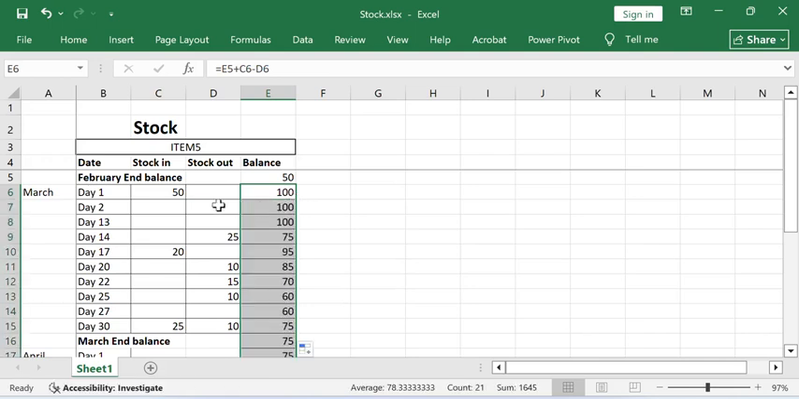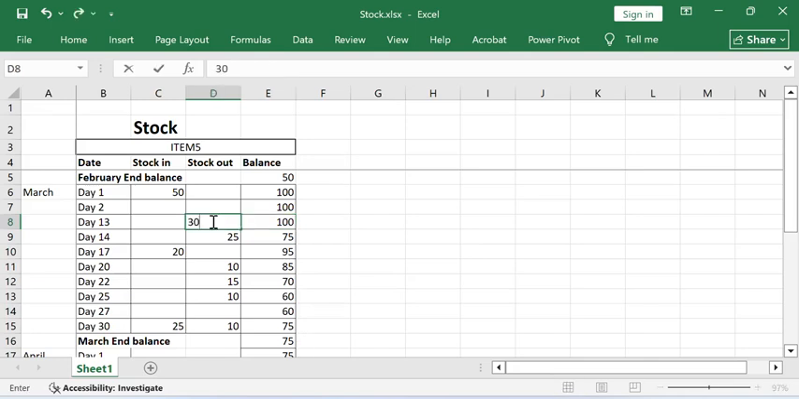Now let's see, at the end of day 2, still no stock in, no stock out. At the end of day 3, there's stock in. Okay, let's say there's a stock out of 30, we have a balance of 70. On day 14, there's a stock out of 25, leaving a balance of. On day 17, there was stock in.